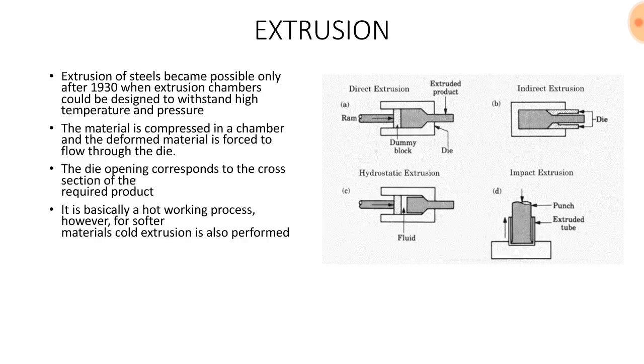Extrusion of steels became possible only after 1930, when extrusion chambers could be designed to withstand high temperature and pressure. The material is compressed in a chamber and the deformed material is forced to flow through the die. The die opening corresponds to the cross-section of the required product. It is basically a hot working process. However, for softer materials, cold extrusion is also performed.